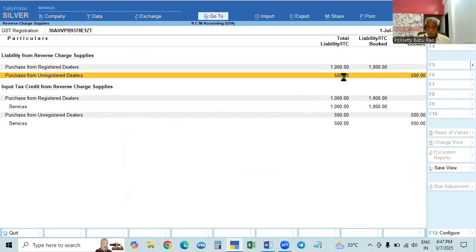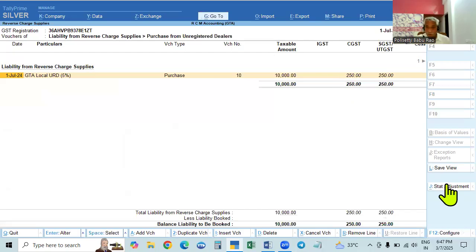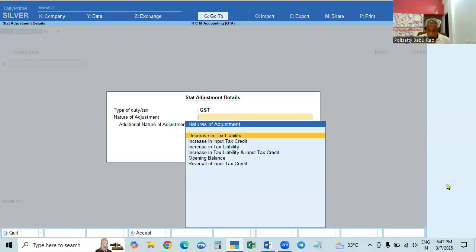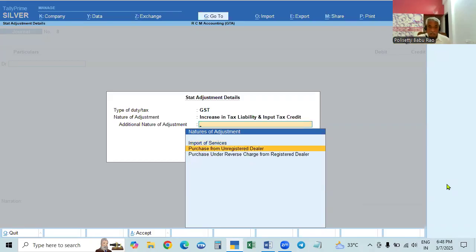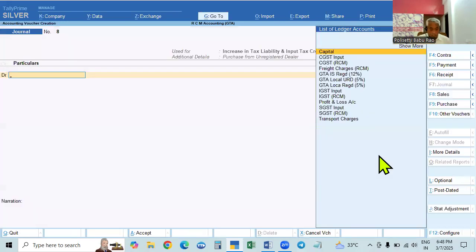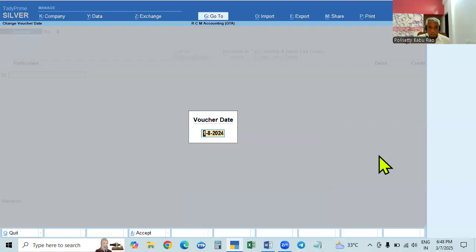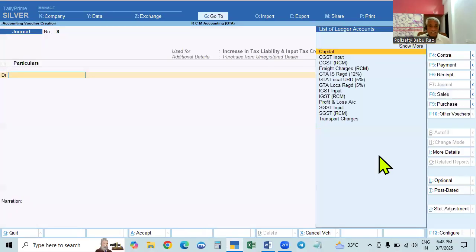Now we will create for unregistered people. So again go to stat adjustment, GST, and now the same thing. Tax liability, increase tax liability and the input tax credit. This is for unregistered dealers. The first one is registered. Now unregistered dealers, same date, that is 31st July only, same date.